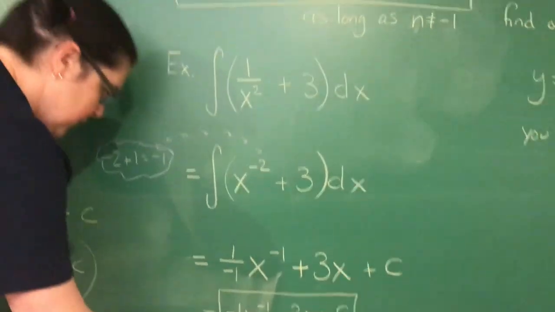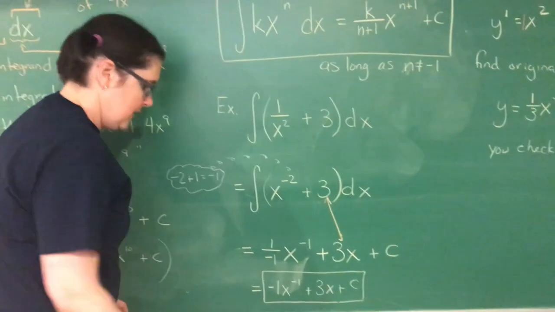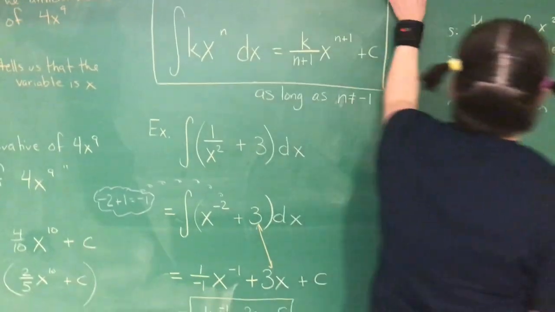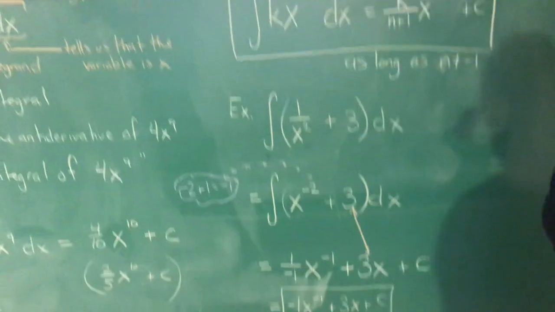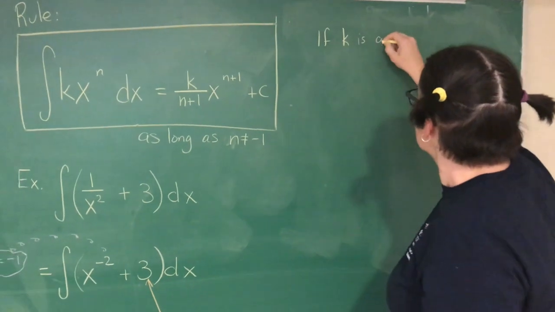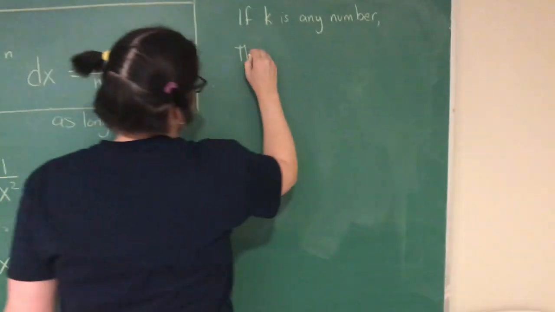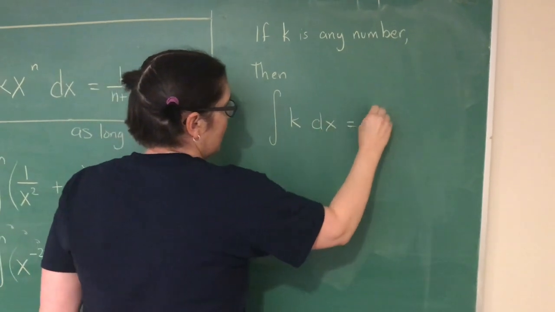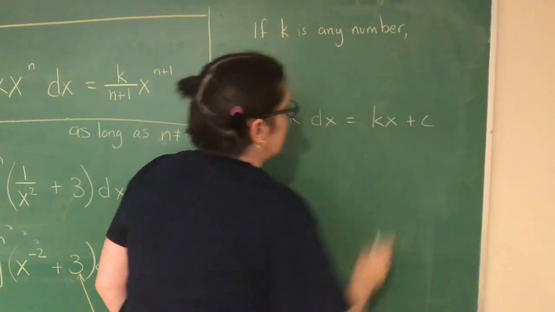Okay, so this idea that we used, where we have a number here and we want to find its antiderivative, well, the antiderivative of 3 is 3x, and there's nothing special about the number 3. If you have any number k, if k is any number, then the integral of a number by itself is that number times x plus the generic constant.